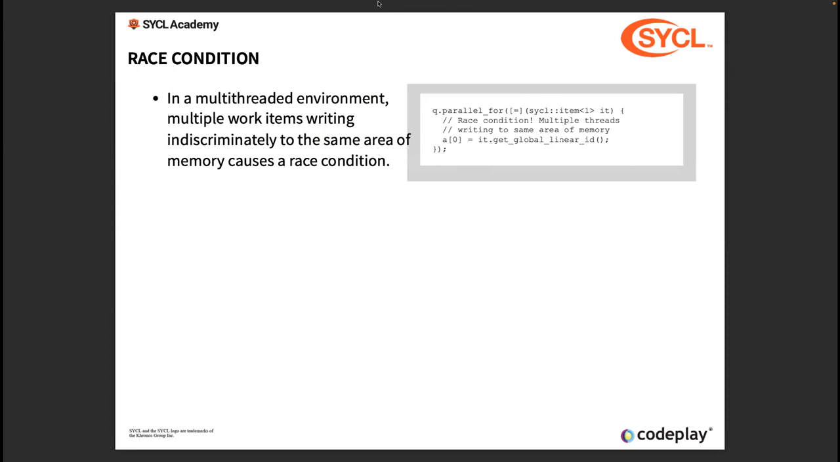So we have race conditions, right? Of course, because we are running stuff in parallel, as the name implies, parallel for. So we have a multitude of work items running at the same time. And if you try to write into the same address from multiple work items, you have a race condition, right? And you need to do something to avoid the race condition.